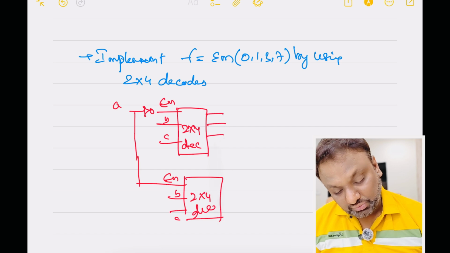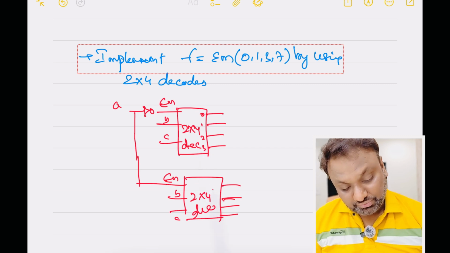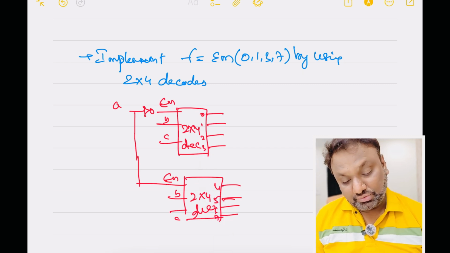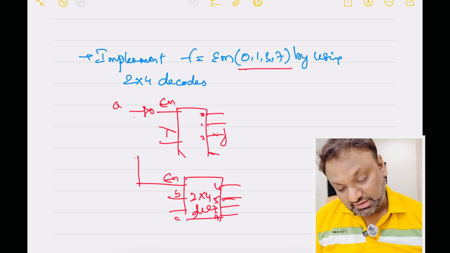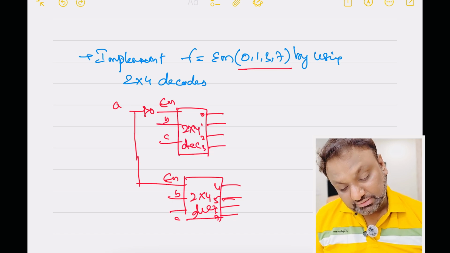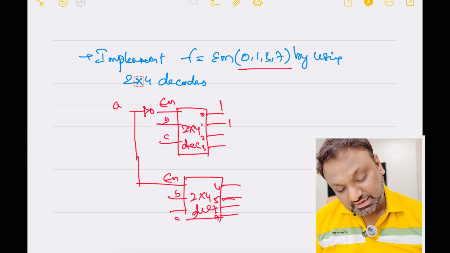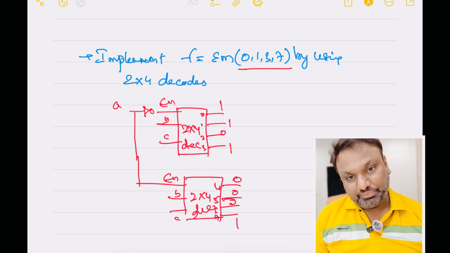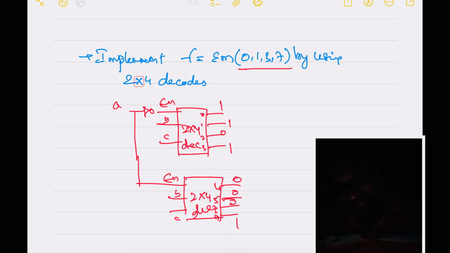1 2 3 4, 1 2 3 4. Okay, so what is this? 0 1 2 3 4 5 6 and 7. So at 0, 1, 3 and 7 I have a 1, and at the rest of the places I have a 0. Okay, this is the implementation.